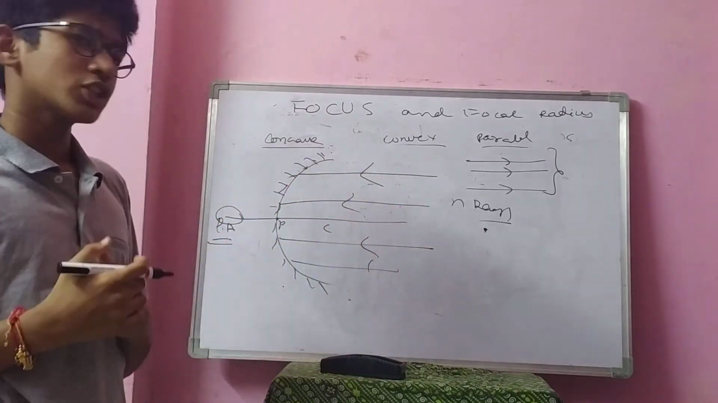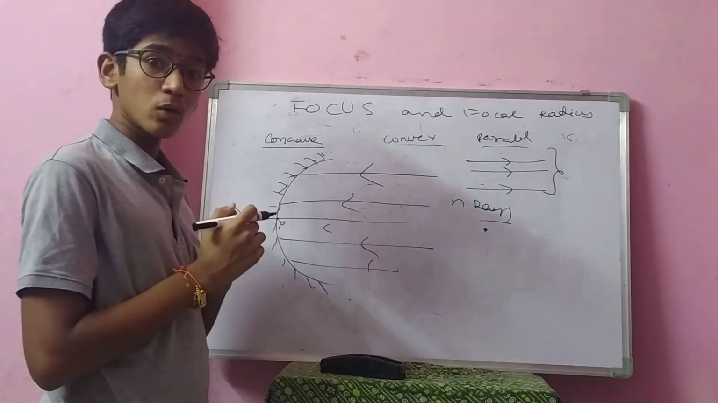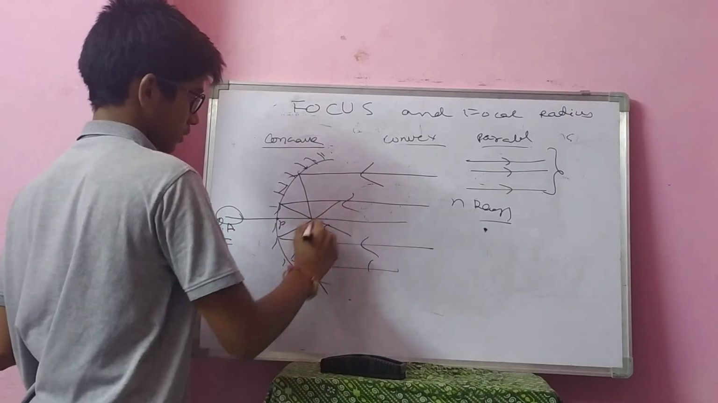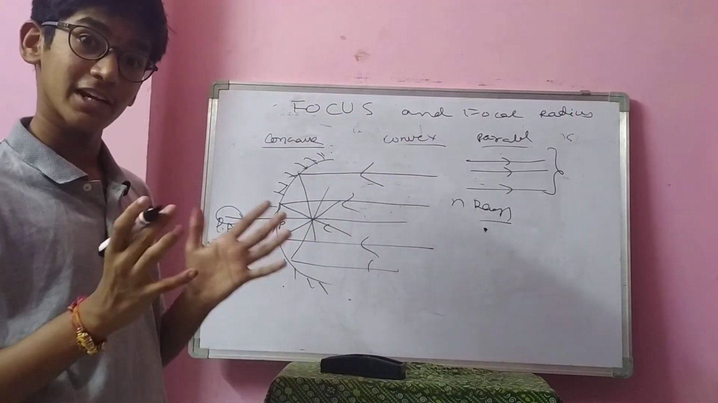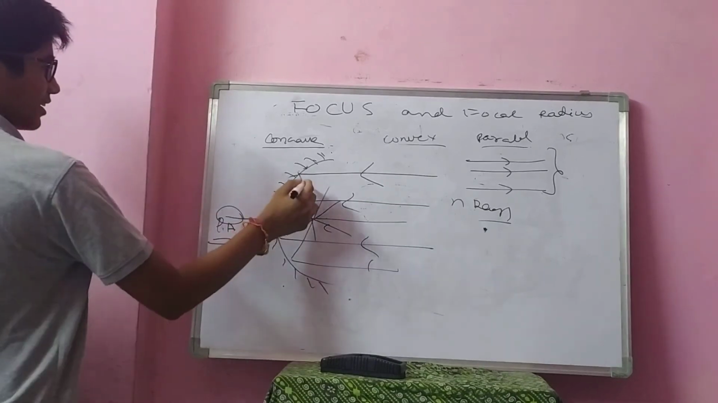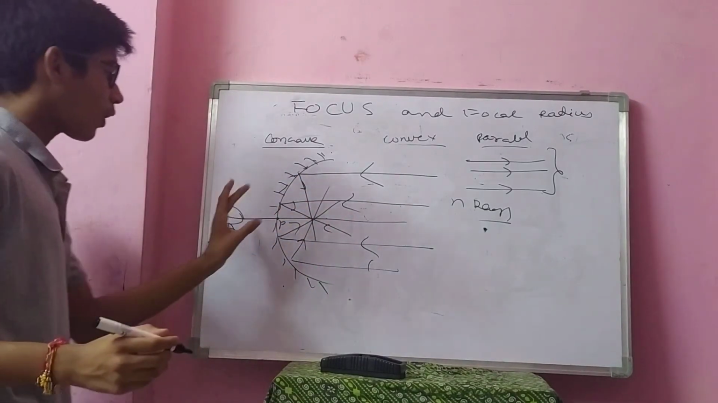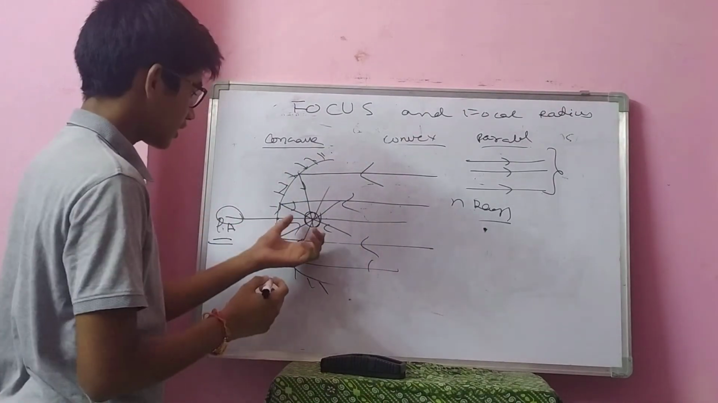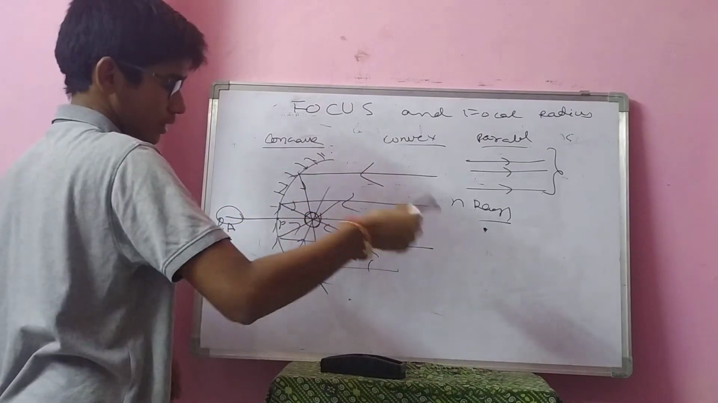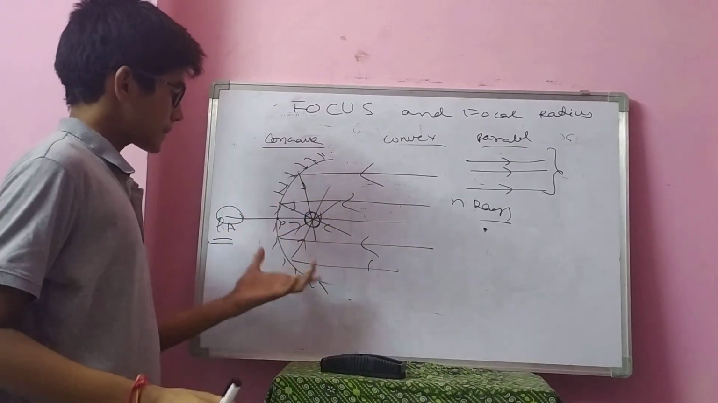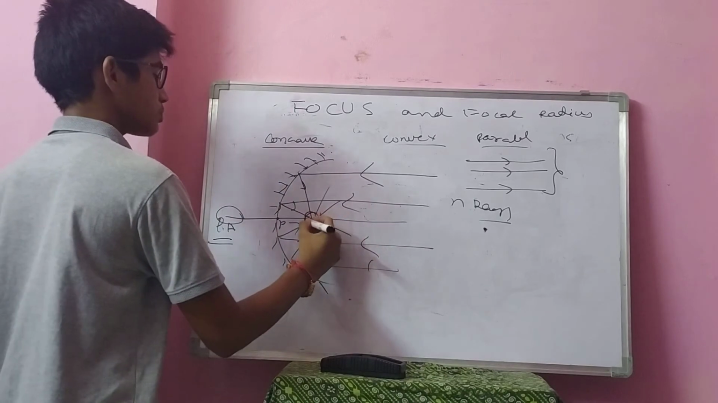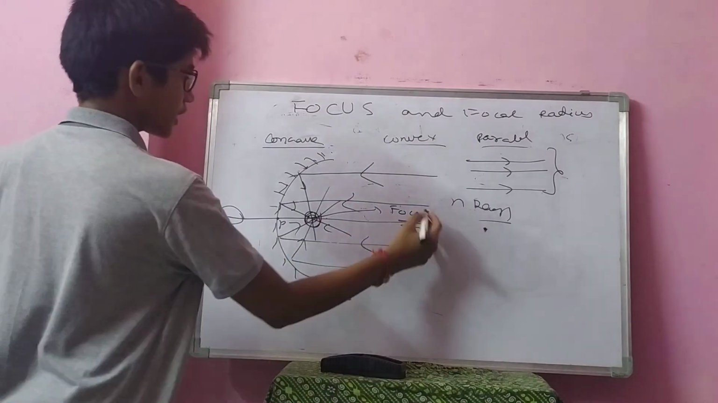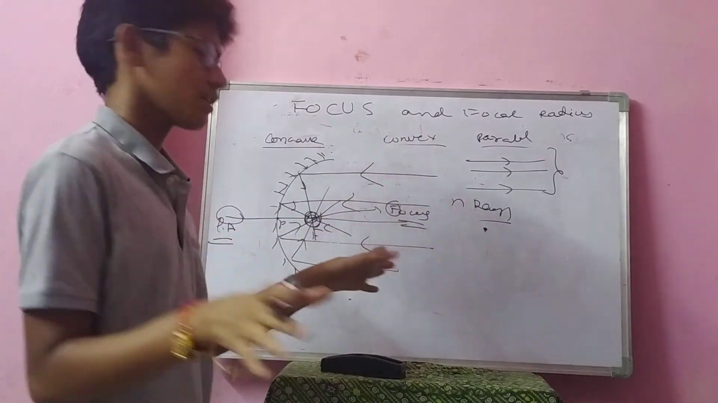Now, after reflection, where will they go? Here lies an interesting point. After these reflections, all meet at a particular point. All of them, after reflection from the concave mirror, intersect at a point. This point is called focus. We indicate focus as F. Our first letter is F, so we are considering F.